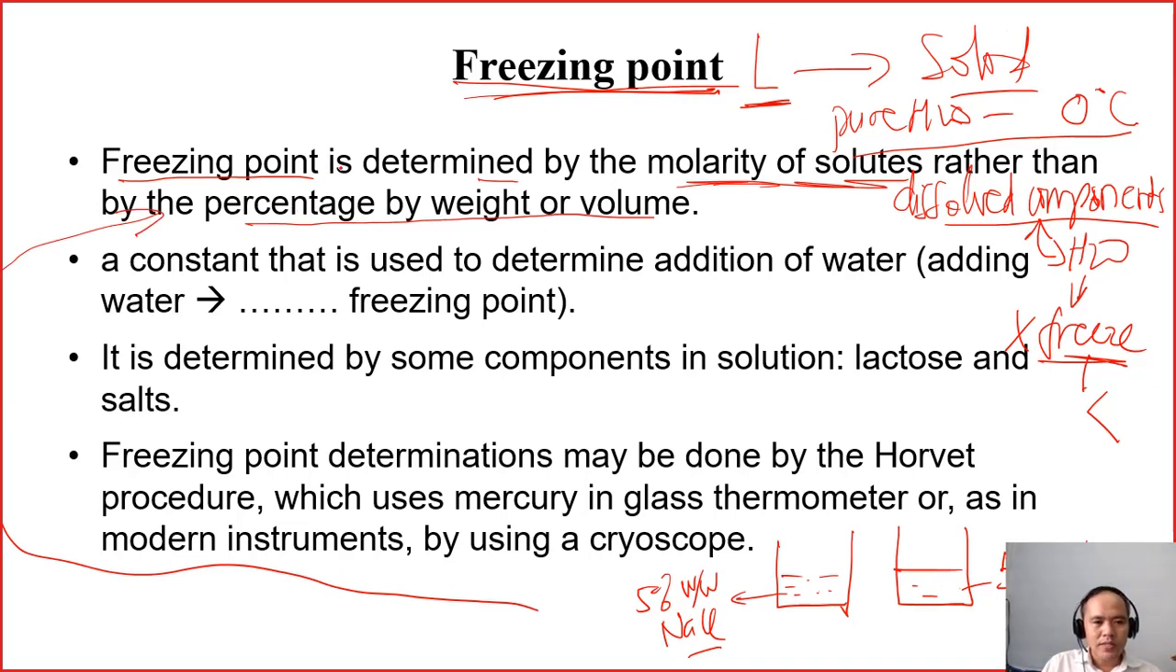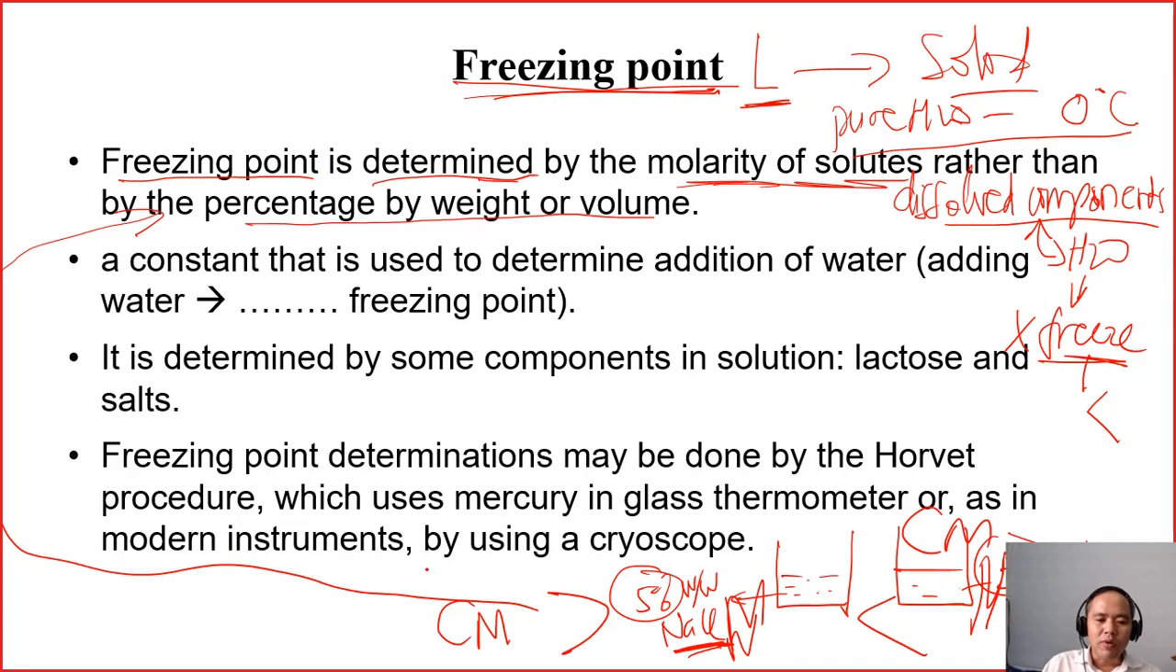The freezing point is determined by molarity rather than by percentage of weight. Here they have the same percentage of weight, but the molecular weight of sodium chloride is smaller than the molecular weight of sucrose. This means that the molarity of this solution is higher than the molarity of that solution. Molarity means mole per volume, and mole just means the mass divided by the molecular mass.